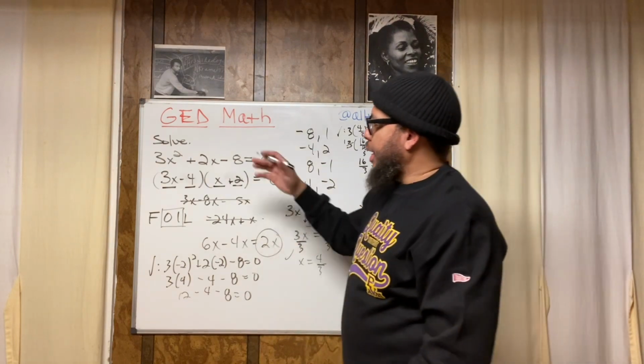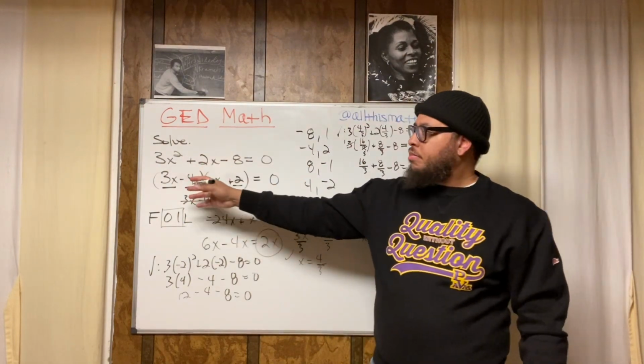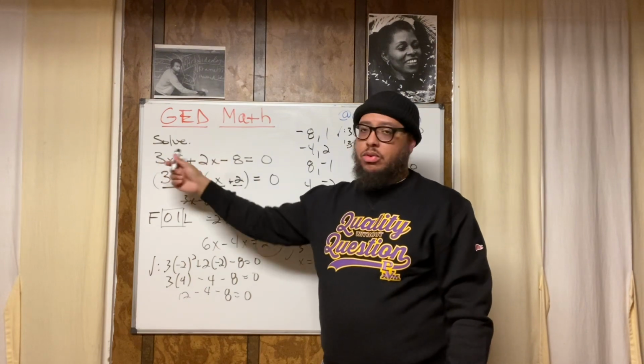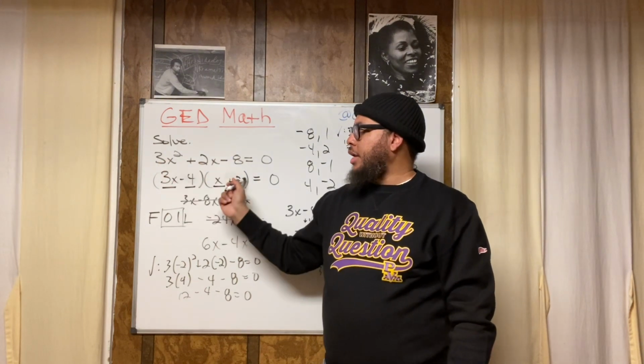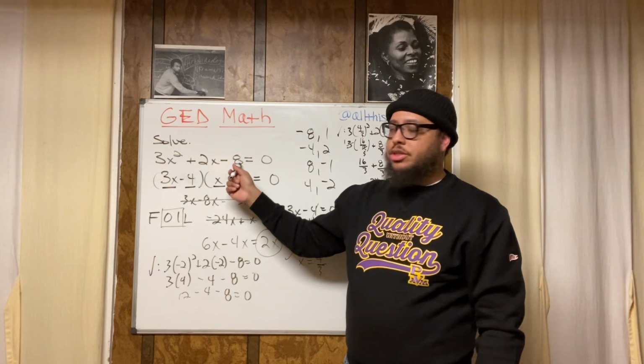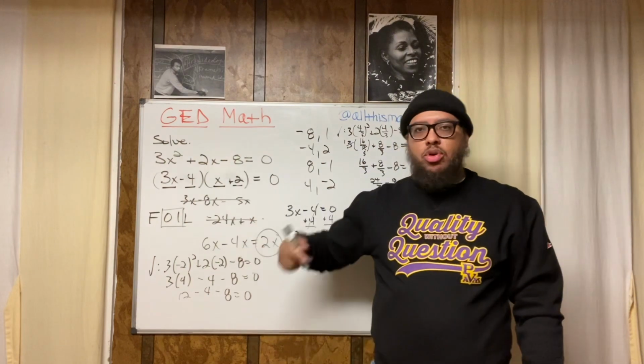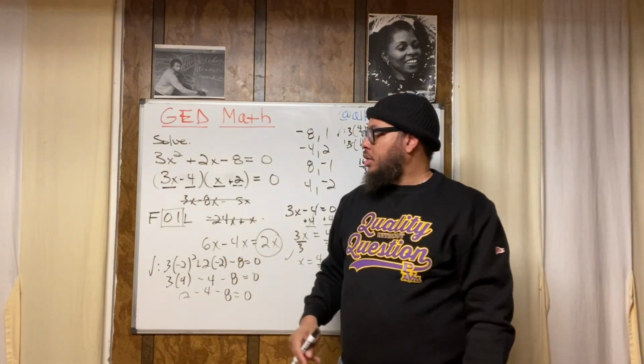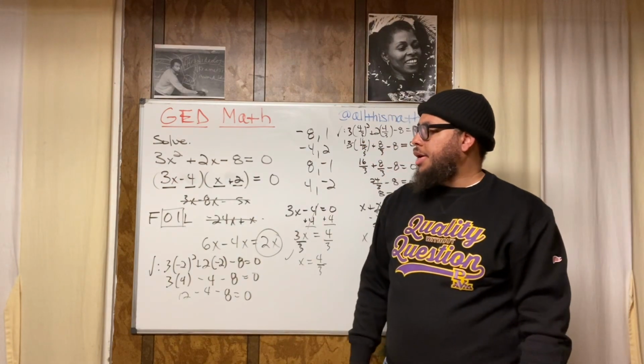So this is what I showed you: how to factor a quadratic trinomial using trial and error with the factors of the last term. This takes some practice. You're going to have to do a bunch of problems like this.